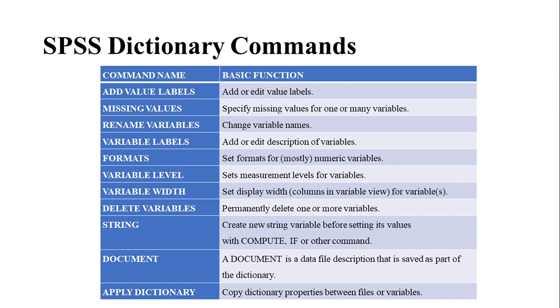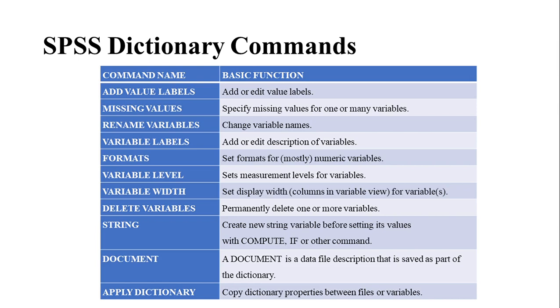So the first command that we have here, among the most useful commands under dictionary, is add value labels. This is used to add or edit value labels. Then we have missing values. This is used to specify missing values for many variables. Let's say our data has some missing values. We use this command to repair the data. Then we have rename variables. This is used to change variable names.